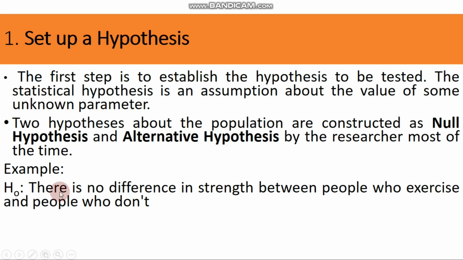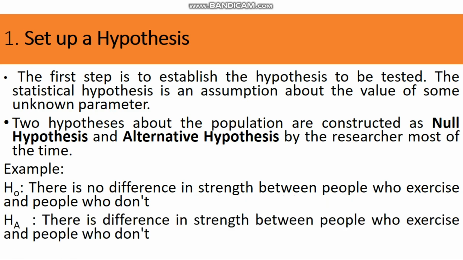For example, there is no difference in strength between people who exercise and who do not. This is an example of a null hypothesis. If this null hypothesis is rejected, it means the alternative hypothesis will be accepted. That is, there is a difference in strength between people who exercise and who do not.